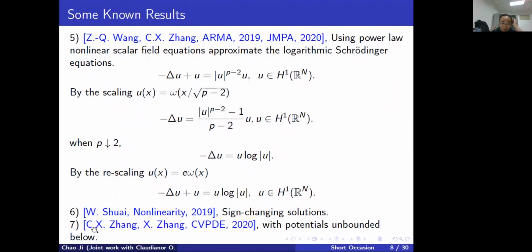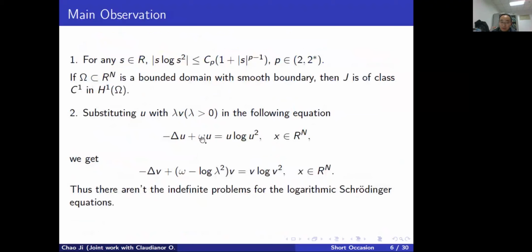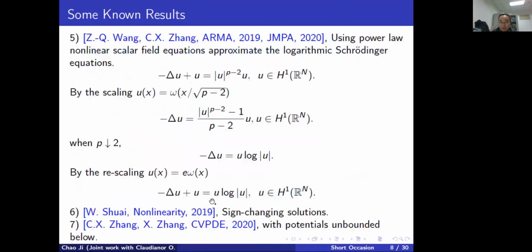Finally, I have to mention this paper by Zhang Chenxiang and Zhang Xu. In this paper, they consider a logarithmic Schrodinger equation with the potential unbounded below. As I said before, if we replace this number by a function V(x), and V(x) is unbounded below, this method doesn't work. So in this paper, they consider that case.